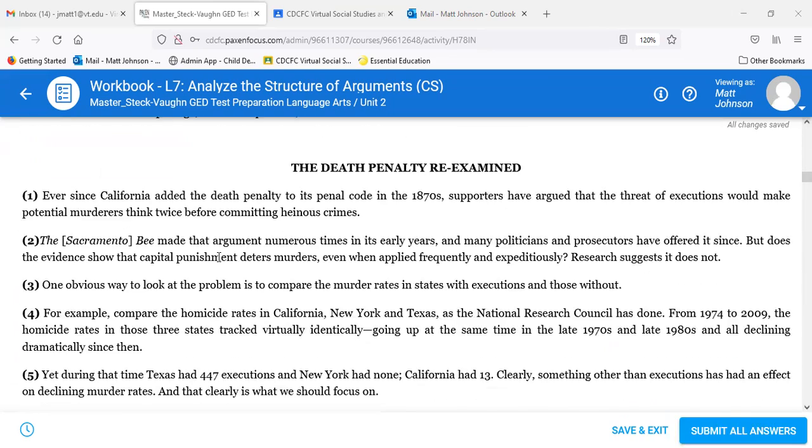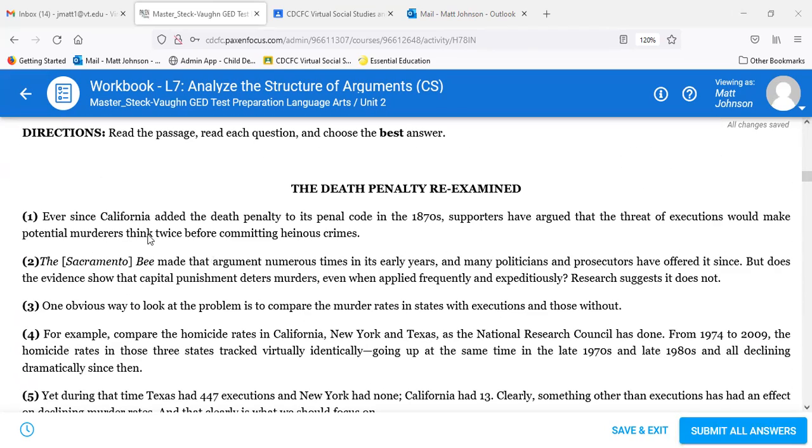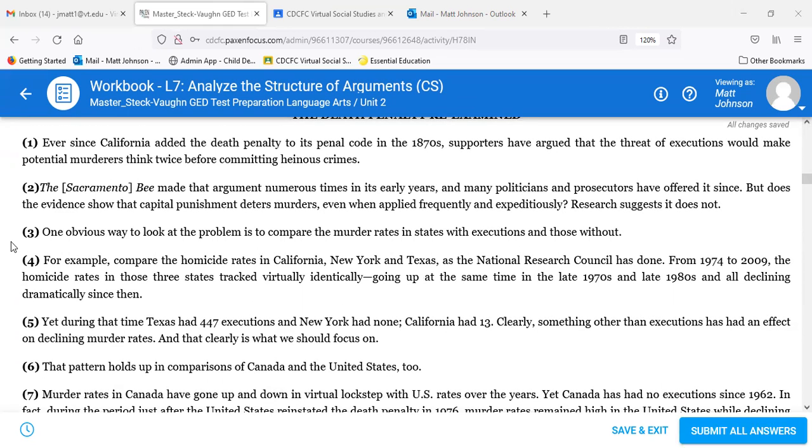Number 3, we have the death penalty re-examined. So Grace, would you mind reading 1 through 4?